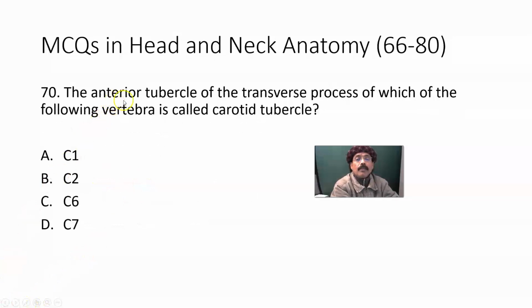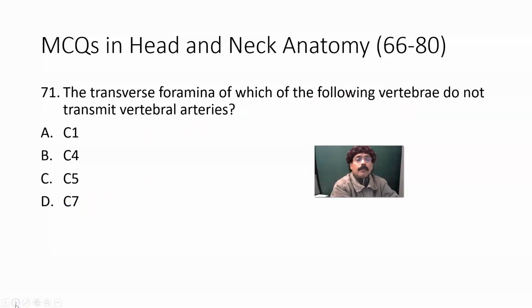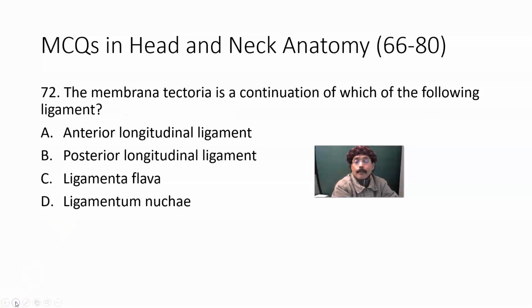Question number 17. The anterior tubercle of the transverse process of which of the following vertebrae is called the carotid tubercle? That is C6. The transverse foramina of which of the following vertebrae do not transmit the vertebral artery? That is vertebra C7. It carries one accessory vessel, not the main vertebral artery, but it may contain some emissary veins.